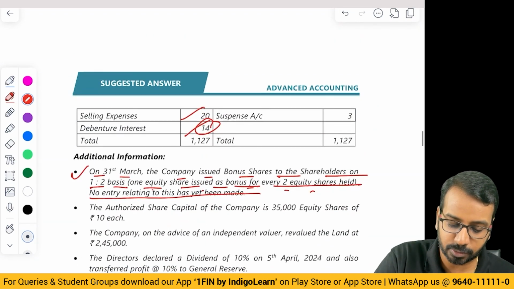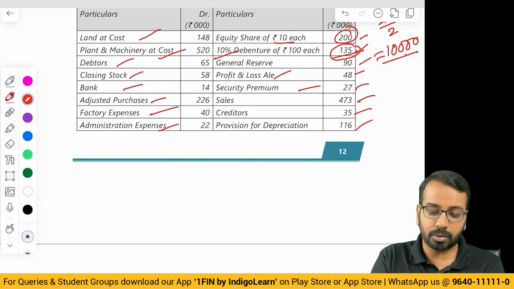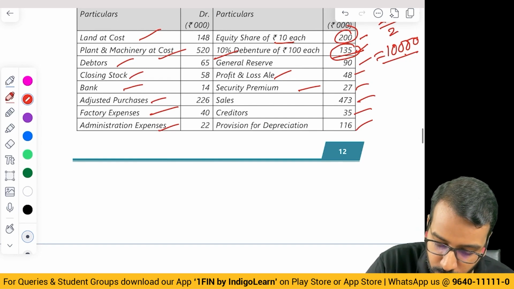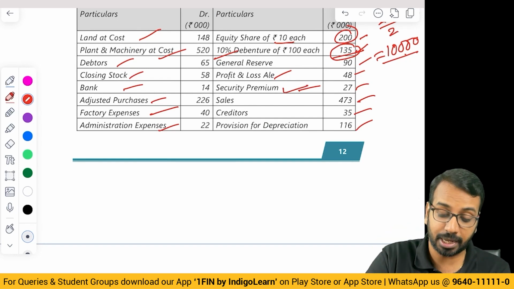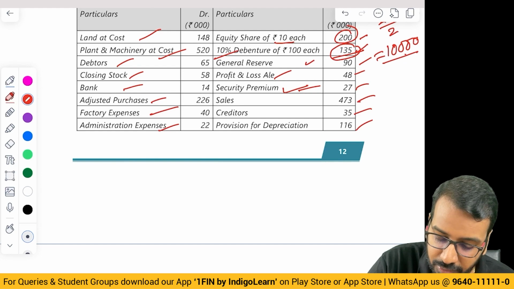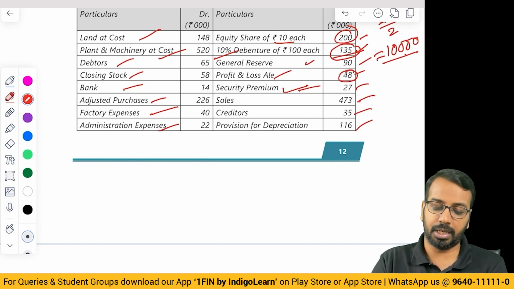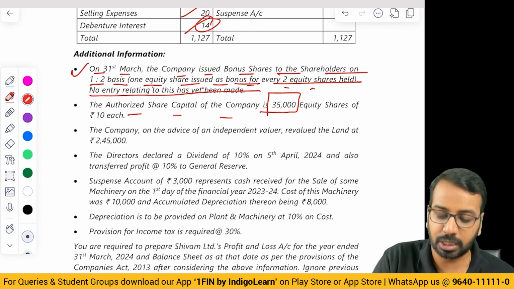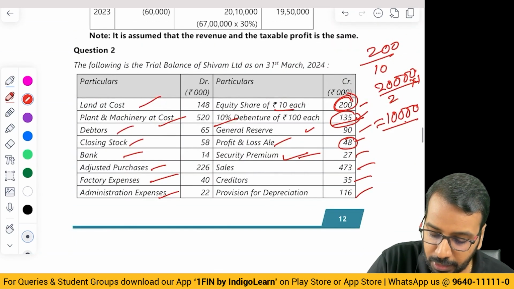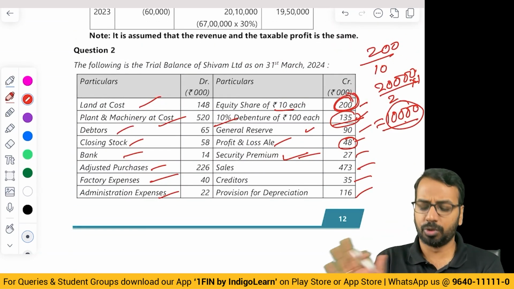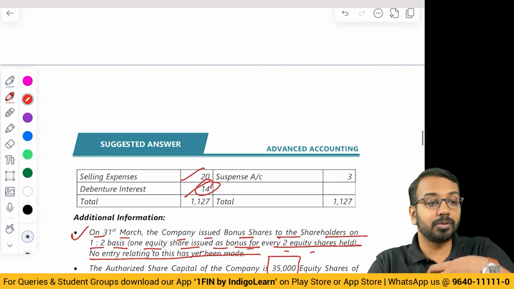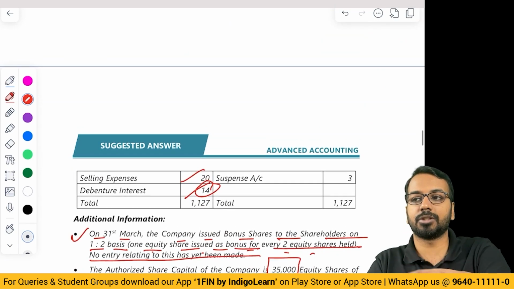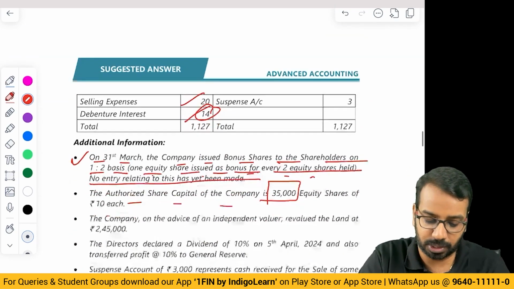Now when you do this adjustment, you have to pull out the amount first. You can do it from securities premium if it is realized in cash. Then you have general reserve. If it is not sufficient, you can go to P&L. Then authorized share capital of the company is 35,000 equity shares. 20 plus 10, it will take care, no need to worry. Sometimes if the authorized share capital is not sufficient, you can assume that authorized share capital has been increased.